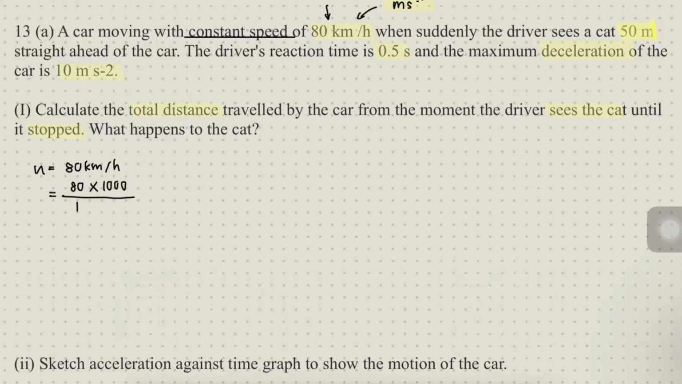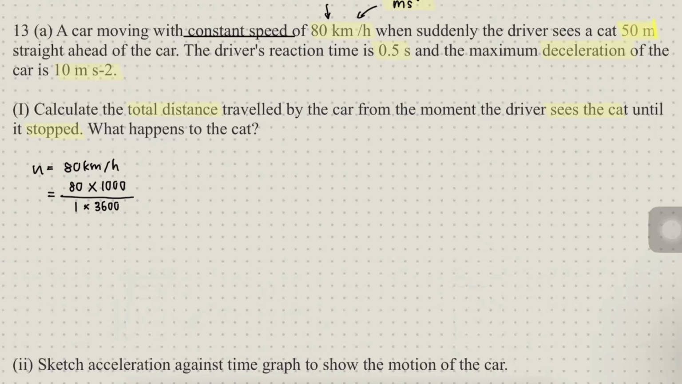80 times 1000 over 3600. This is because 3,600 is equal to 60 minutes times 60 seconds: 1 hour has 60 minutes, and also 1 minute has 60 seconds. So the answer that we get is 22.22 meters per second. So this is the initial velocity that we have.